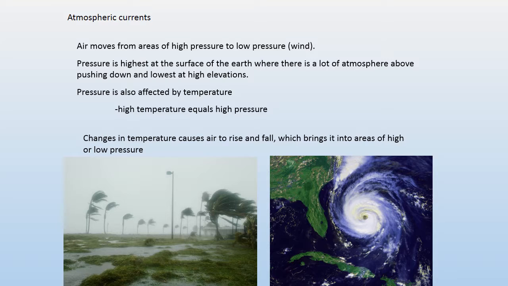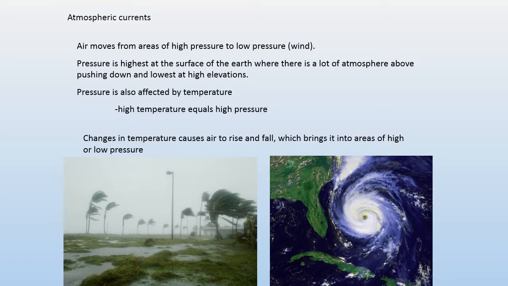Atmospheric pressure is generally affected by two things: elevation and temperature. Pressure is highest at low elevations near Earth's surface where there's a lot of atmosphere above pushing down, and lowest at high elevations where there is less air above to squeeze down. Contrarily, the higher the temperature of a place, the higher the pressure will be.